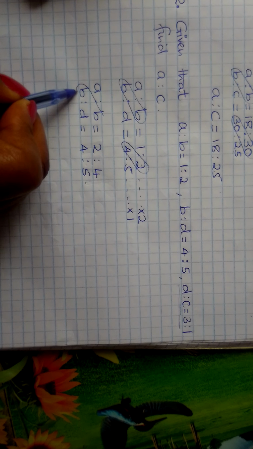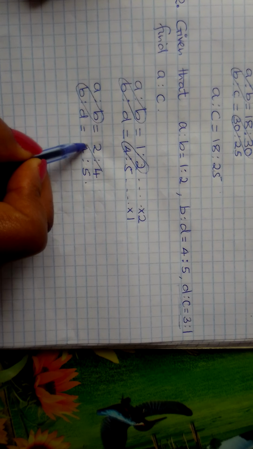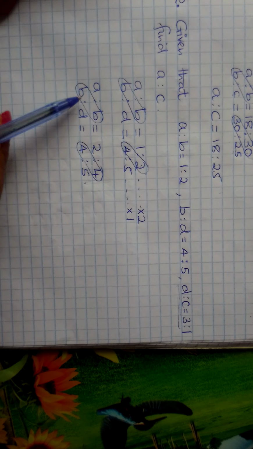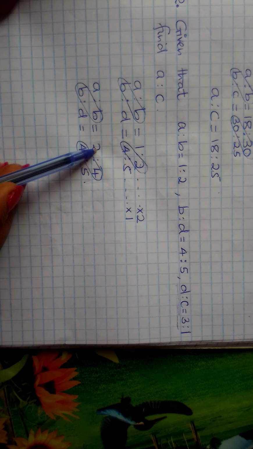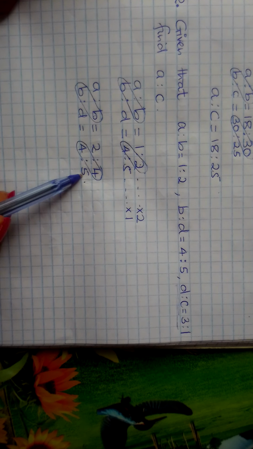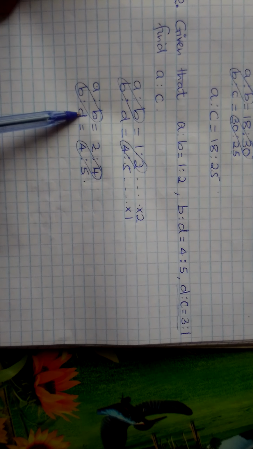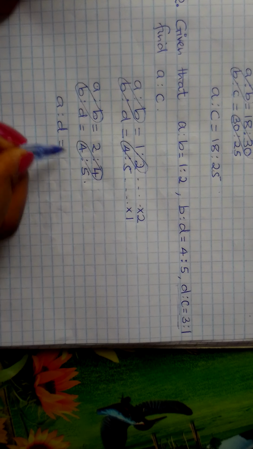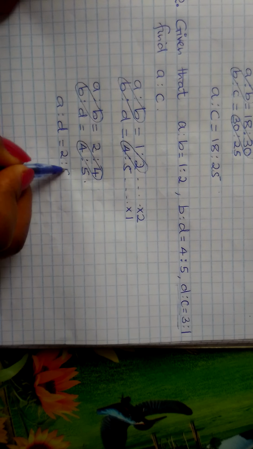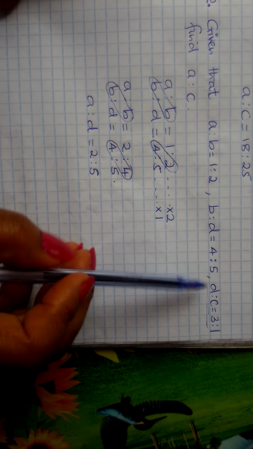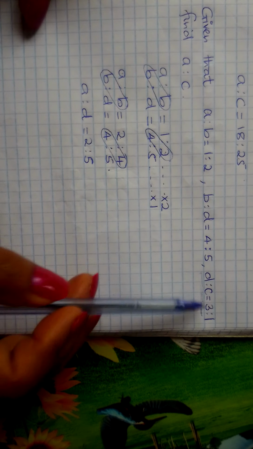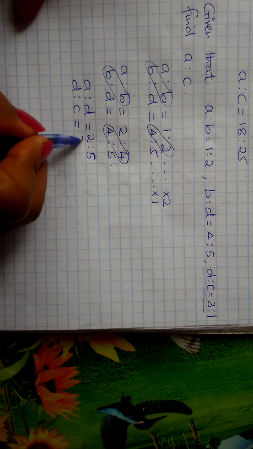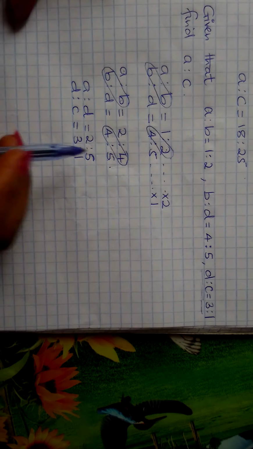And therefore, learner, if we enclose your B's like that, you can now tell that your B is 4. And so if B is 4, what is your A? Your A is 2 and your D is 5. And therefore, the ratio of A is to D, learner, is equals to 2 is to 5. So A is to D is equals to 2 is to 5. Good. From there, learner, bring in your third ratio here. D is to C is equals to 3 is to 1.